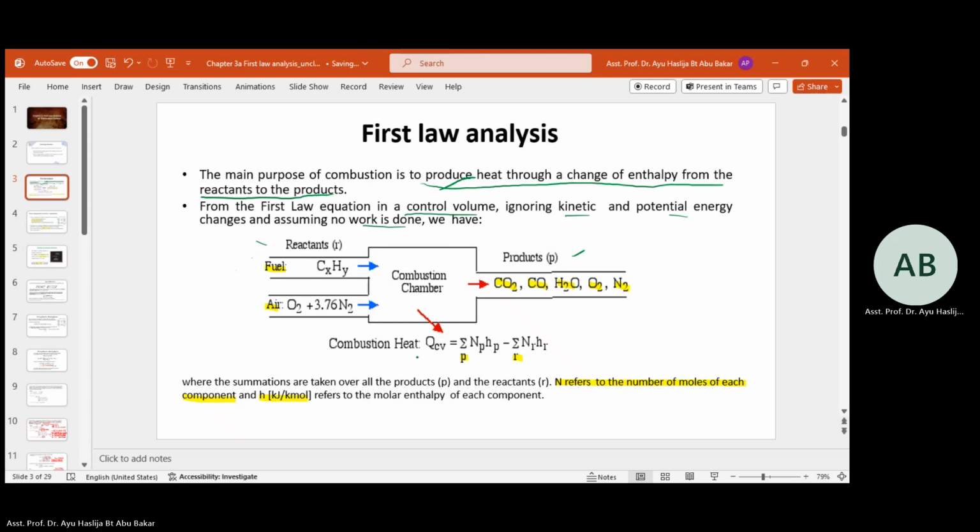So we have this Q of combustion equivalent to the total enthalpy of products minus reactants. P stands for products, R stands for reactants. Okay, so ini dia punya main equation lah. Q produced from the combustion is equivalent to the heat produced by the products minus the heat produced by the reactants. Okay, so from there we know what is the heat produced during the combustion.